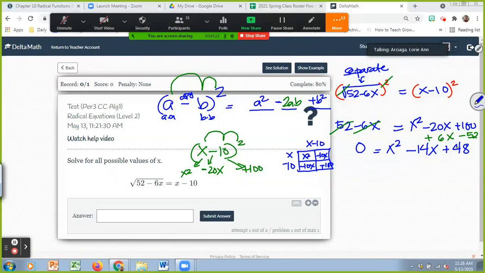Okay, so how do we go from there? Remember your project, your foldable? It tells you how you can solve quadratic equations, right? Now this one I think is factorable. Correct? Can you find me 2 numbers that multiply to 48? So when you add them, you get 14. What numbers multiply to 48? So when you add them, you get 14. Or negative 14.